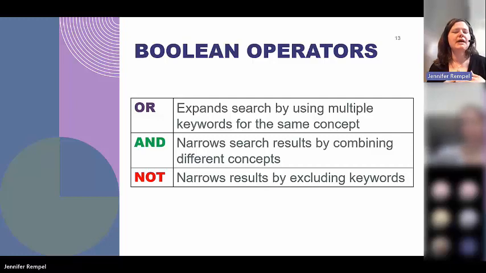So if you search for just pets, you'll get millions of articles. But if you search for pets and unhoused youth, or pets and youth, you're going to get a narrower set, right? So it's combining two separate concepts to be more and more specific.